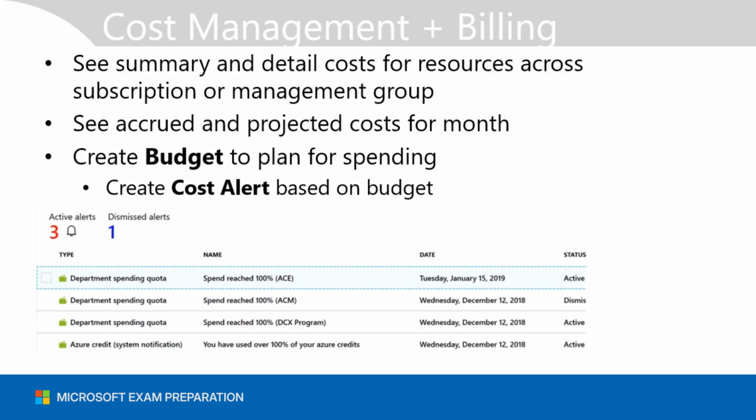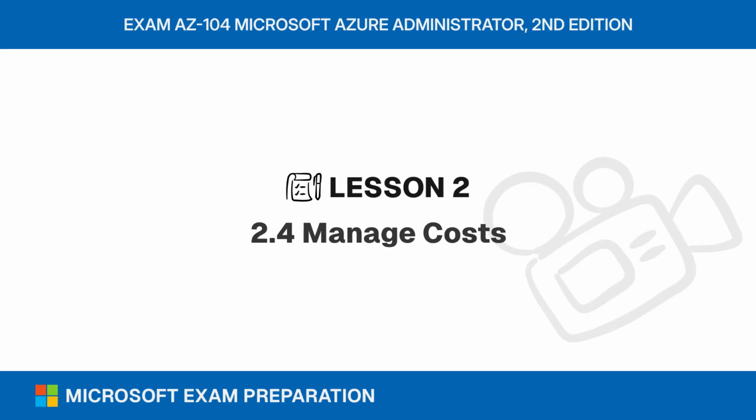An admin who gets the alert, whether it's notified by email or some other mechanism, can come and look at the alerts and perhaps take an action. So exam-wise, you should understand just a little bit about billing, especially around the creating of budgets and cost alerts. We'll talk about a different kind of alert later, but a cost alert is specifically related to budgeting and billing for subscriptions.